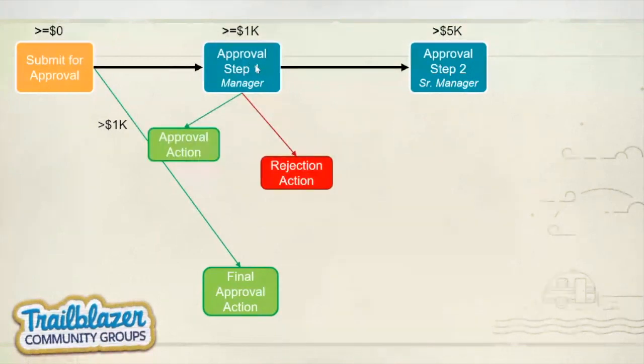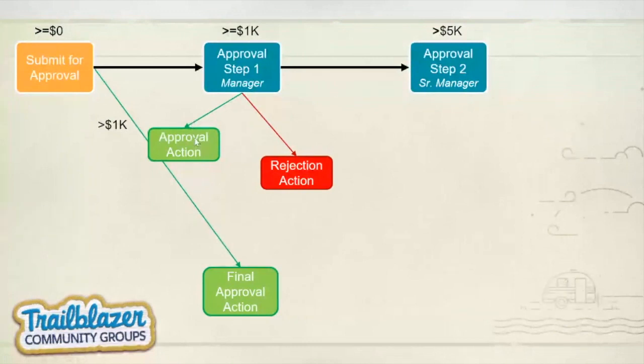And then here, I think this sign is wrong. It should be, yeah, greater than, less than. Yeah, less than, it's fine. So then it should be the approval action. So here, if the discount is greater than 1,000, the manager can approve or reject. It depends on the manager what action he takes.